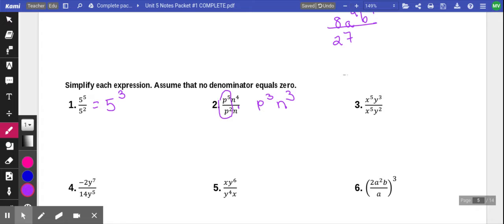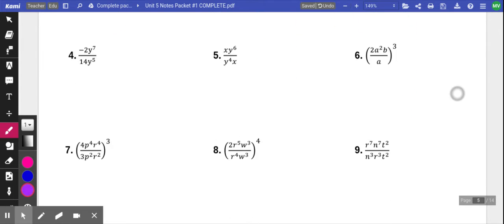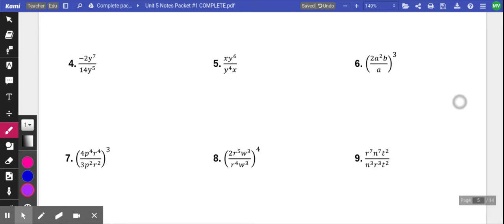Number 3, we have x to the 5th over x to the 5th. Well, anything divided by itself is 1. So that equals 1. So it's really just y, because y cubed over y squared is y to the 1st. So I want you to pause, and I want you to do questions 4 through 9 and come back.